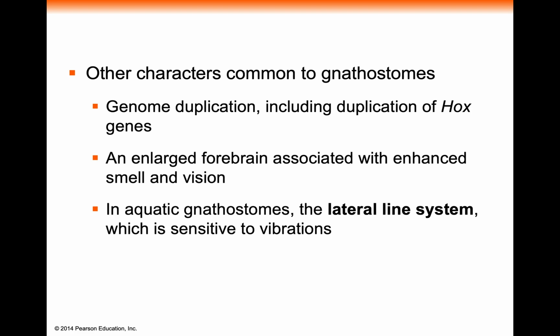So other characteristics common to gnathosomes, basically we see genome duplication. Basically we start seeing more and more copies of these Hox genes, and that has to do with some of those segmented muscles, probably some of those rods being repeated. And if you have some of those rods being repeated, you don't necessarily need all of them. And so what we can do is modify some of them to be the jaws that are now used for biting. An enlarged forebrain associated with the enhanced smell and vision.